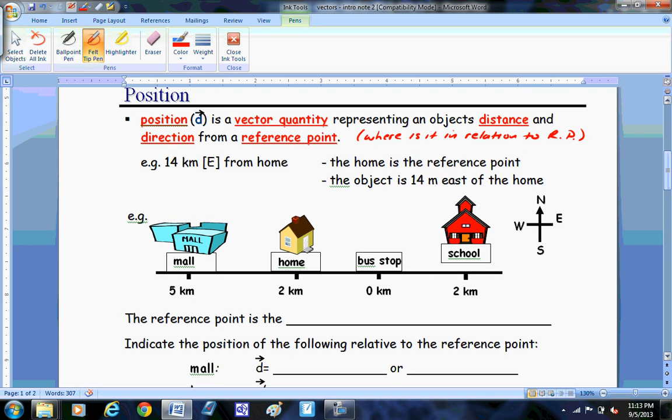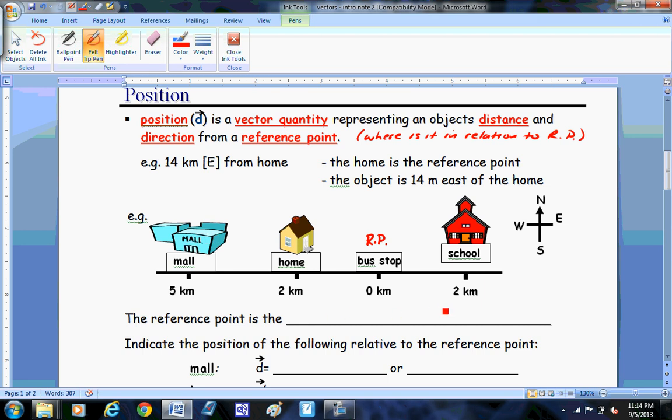Okay, so let's look at an example here. So what I have here is a little, I guess, number line. And this number line really represents distances of these different locations from a reference point. In this case, the reference point is the bus stop. You always know the reference point because the reference point is always at 0. The other thing we have here, we have to indicate where we are. So if I'm on this side of the reference point, the right side, I'm going to be east. And if I'm on the left side of the reference point, I'm going towards the west.